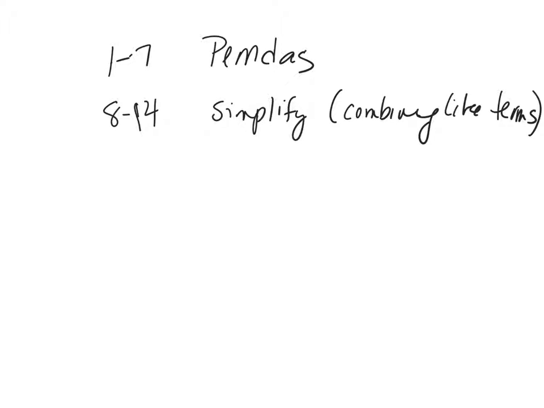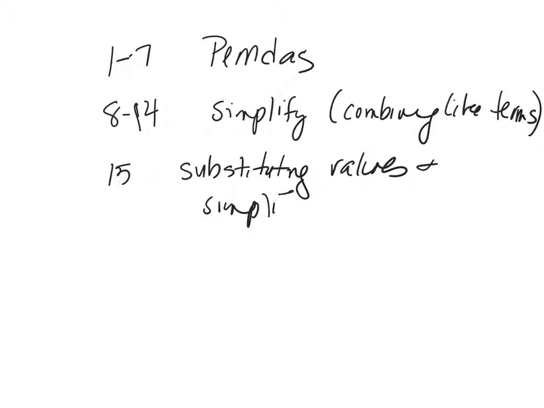So that's number 15, just number 15. Substituting values and simplifying. Just 15? That's all I see.